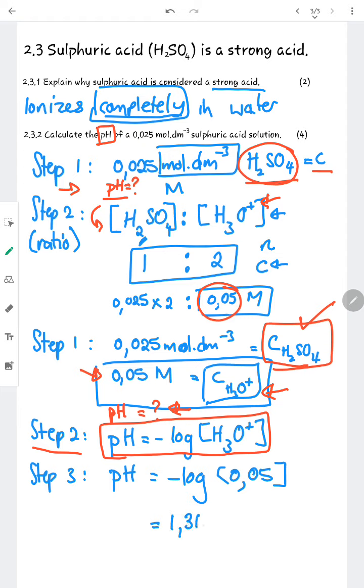You know, the 1.30 if you want to. pH has no SI unit, it is a constant. So there I have already done step 4, which is answering my questions.